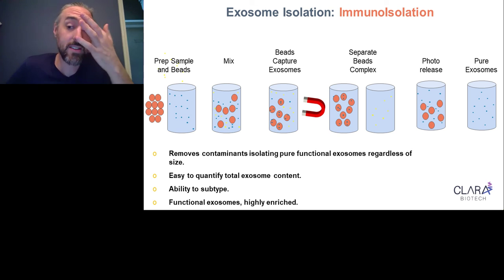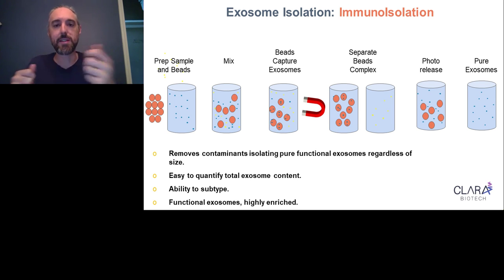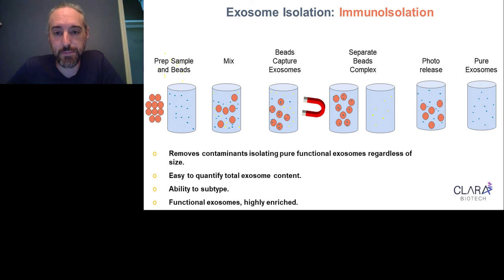But then, as you look to the right, we have a photo release step. Now, this photo release step is fairly short. It's less than 15 minutes. And in this time, we're able to detach the exosomes from the bead. And since they're still magnetized, we can actually isolate pure exosomes from the beads. And this opens up a new way to do characterization and analysis, along with subtyping, and it gives you pure exosomes without the noise.